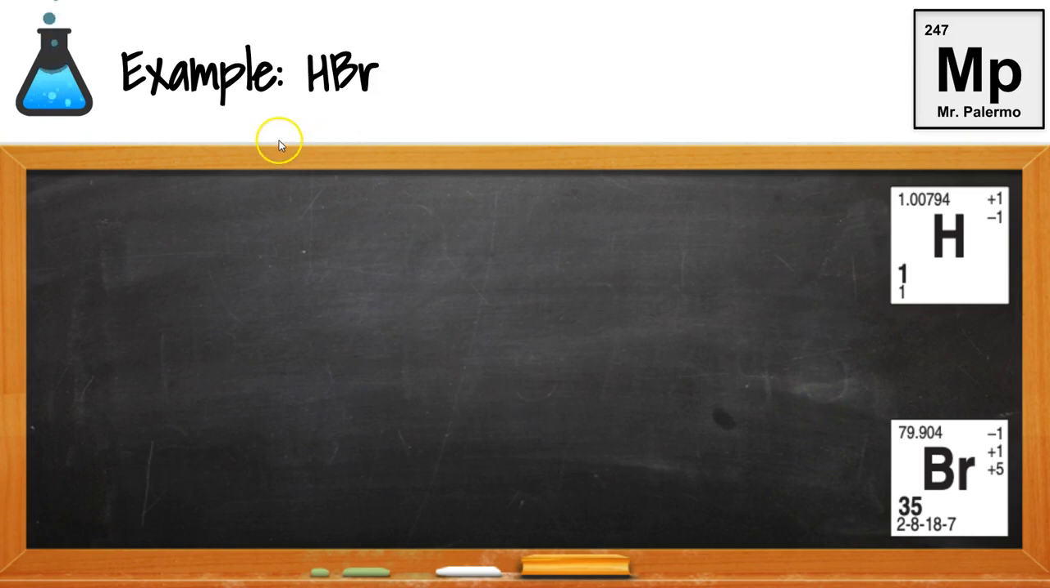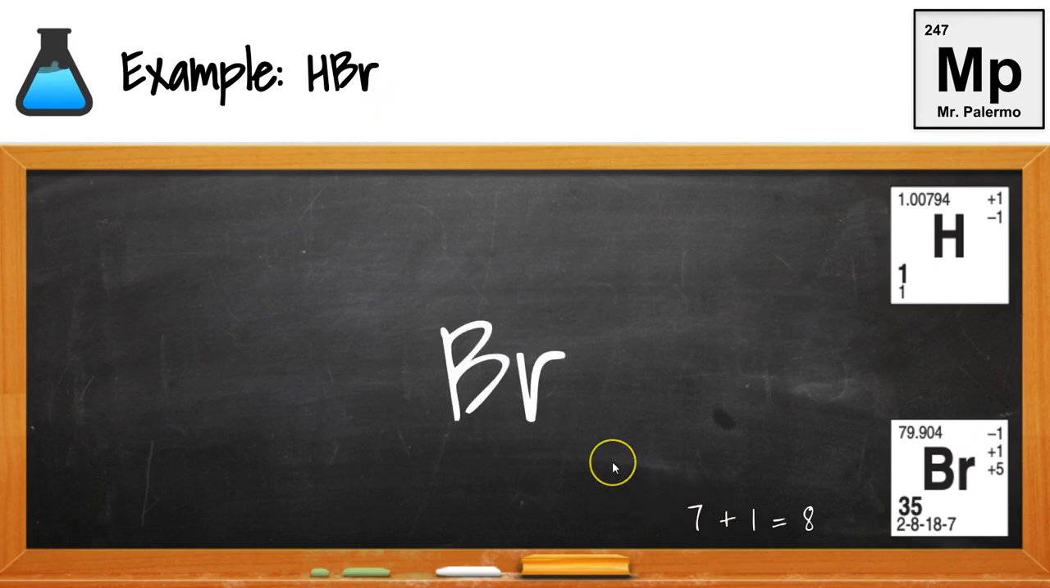Let's see another example. Let's look at the compound HBr. So first thing I want to do is look up the total number of valence electrons. So bromine has 7, hydrogen has 1 for a total of 8. Now whenever hydrogen's involved, I always start with the other element first because hydrogen can only have 1 bond to it. So I'm going to start with bromine first. I'm going to give it 7 valence electrons, so 1 to each side. 1, 2, 3, 4, now 5, 6, and 7.